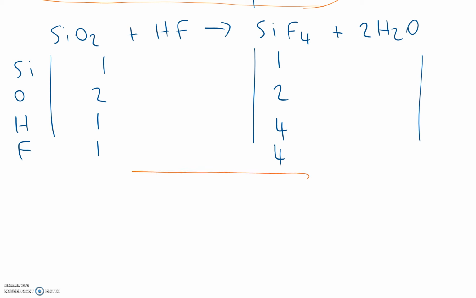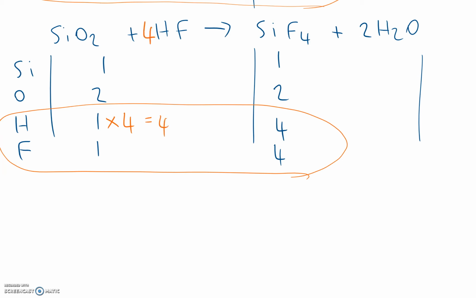And now my equation still needs to be balanced. So I will look at the number of hydrogen. On the left I have 1, and on the right I have 4. So I need to increase the number on the left by 4. So I can put the coefficient of 4 in front of the hydrofluoric acid. That also increases the number of fluorine to 4. Now I rewrite my equation below.